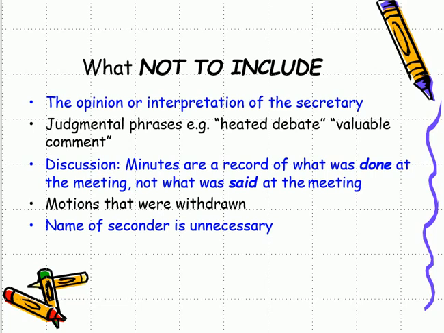Minutes are a record of what was done at the meeting, not what was said. This is very important: you should know what was done in the meeting. The meeting was called for a particular agenda, and what was decided or done there, not what was said. Everybody can say anything in the meeting and discuss their issues, but what matters is what was decided or done, and they also come with their feedback. Name of seconder is unnecessary.